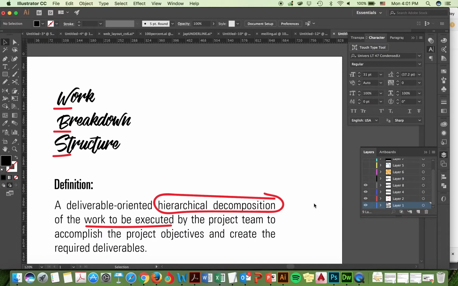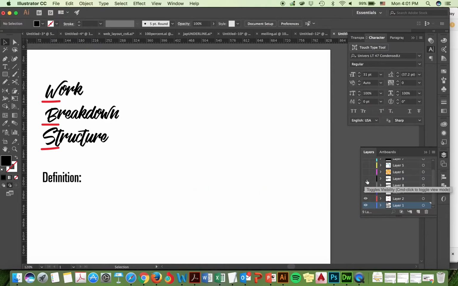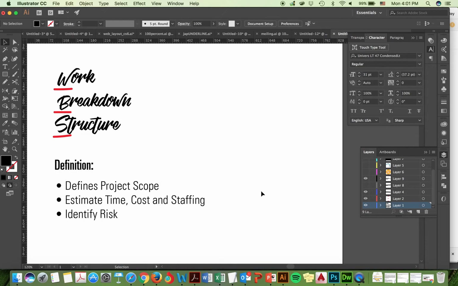So what do I mean? Let me set an example for you, okay? Oh, before that, let's look at it in a simple way. So work breakdown structure, right? It also means you can use it to define project scope. You can use it to estimate time, cost, and staffing. And also you use it to identify risk.